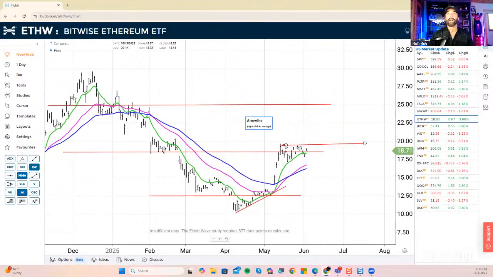We had a breakout attempt here, but no follow through day. Breakout attempt here, no follow through day. Even that one was a breakout attempt. So you can see the importance of that second day, the follow through or confirmation day.